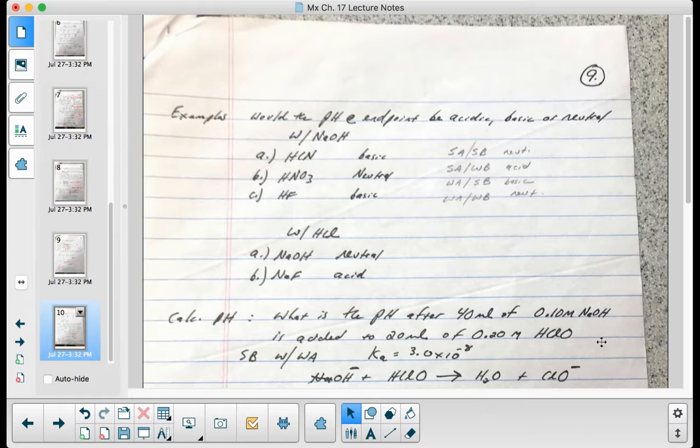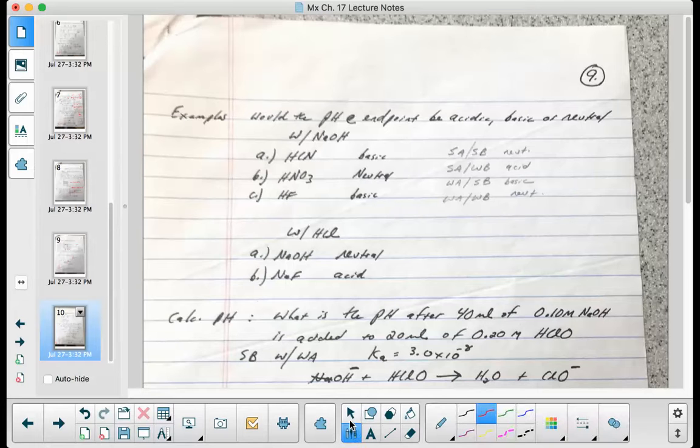Okay, here we are at the very end of chapter 17. So, we're going to look at some examples to be able to at least describe qualitatively what the pH at the end point would be for a particular titration. Would it be acidic, basic, or neutral when NaOH is added to it?